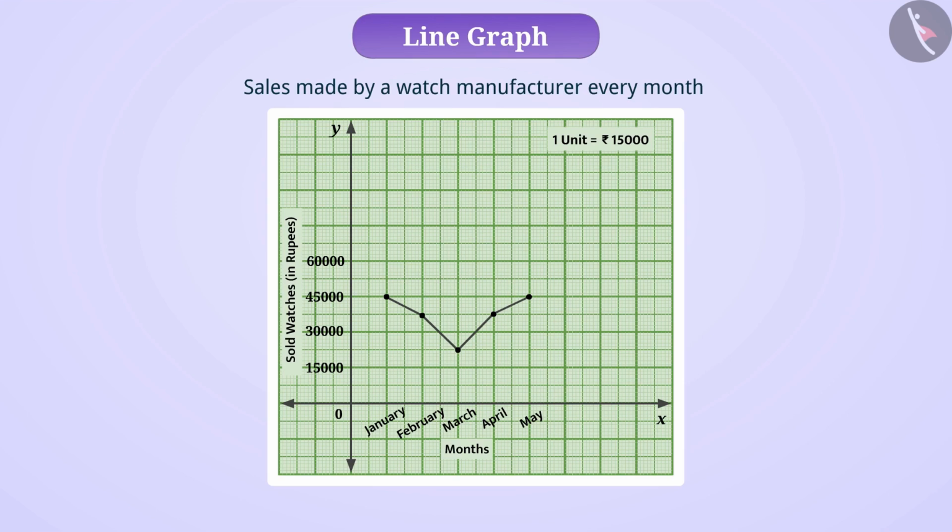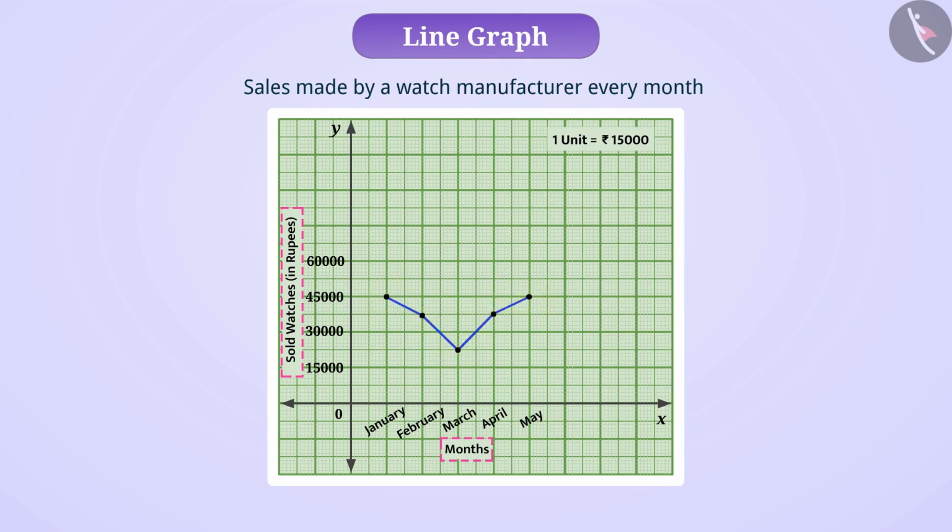You can see that the sales of watches in various months are shown with different points which have been joined by line segments. Similarly, in line graphs, data is represented by points which are linked by line segments. The figure shown tells us that different numbers of watches have been sold in different months. Similarly, the line graph shows the change in statistics over time.